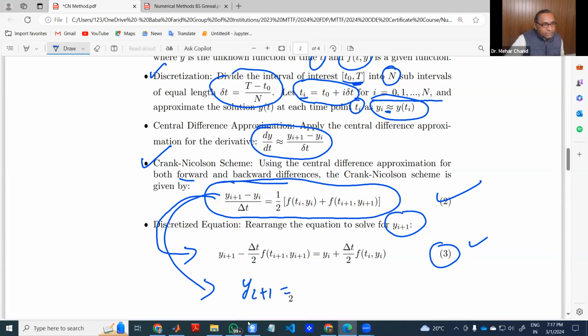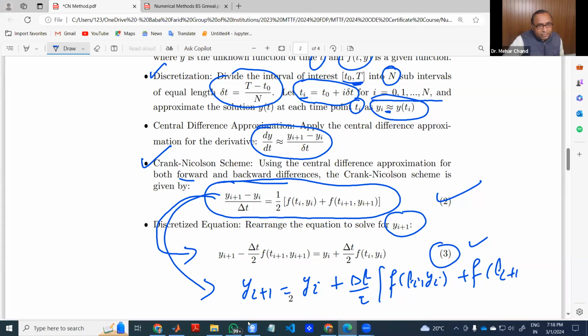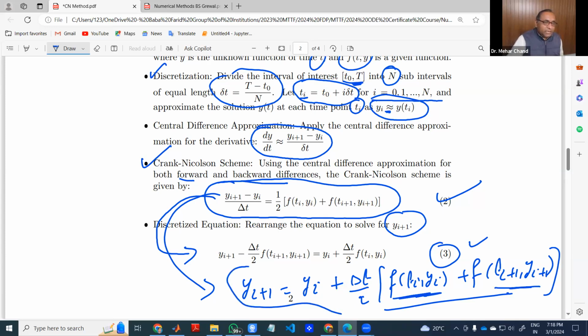y_{i+1} is equal to y_i plus delta t upon 2, times f(t_i, y_i) plus f(t_{i+1}, y_{i+1}). In this way we can use it. And what about this one? This is the slope at the point (t_i, y_i), and this is the slope at (t_{i+1}, y_{i+1}). So this expression sometimes we can use.